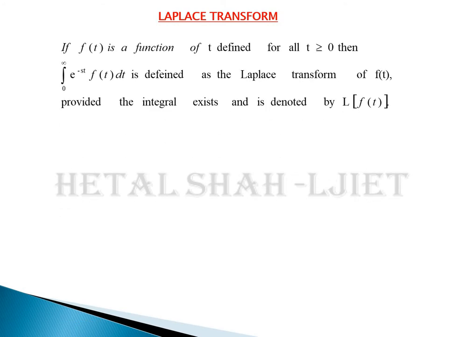If f(t) is a function of t defined for all t greater than or equal to 0, then the integration from 0 to infinity of e raised to minus st times f(t) dt is defined as the Laplace transform of f(t), provided the integral exists. It is denoted by capital L of f(t), and L of f(t) is equal to F(s), or we can write F bar(s), which is equal to the integration from 0 to infinity of e raised to minus st f(t) dt. This is the definition of Laplace transform.